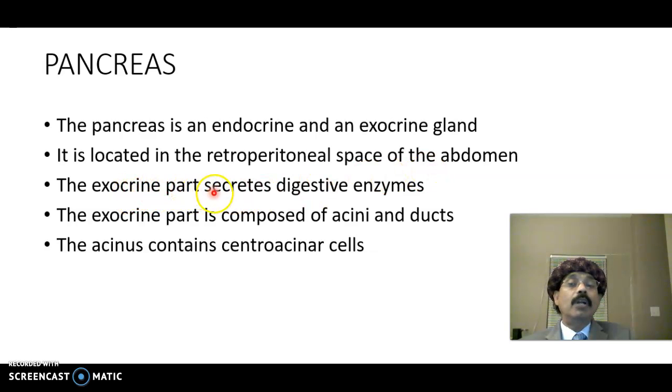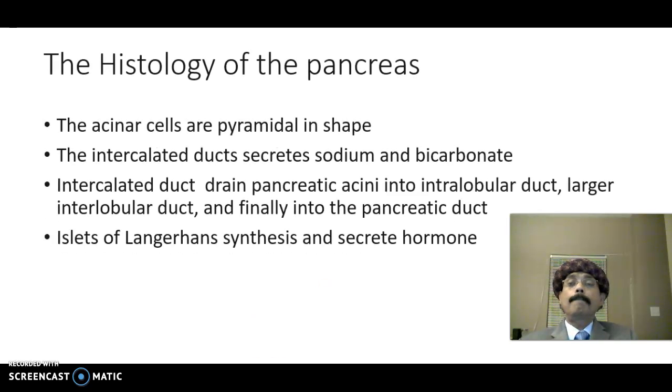The exocrine part secretes digestive juices, like pancreatic lipase, pancreatic amylase, and a lot of others. The exocrine part is composed of acini and ducts. The acinus contains centroacinar cells. The acinar cells are pyramidal in shape. The intercalated ducts secrete sodium and bicarbonate.